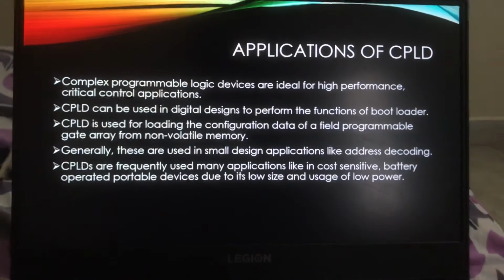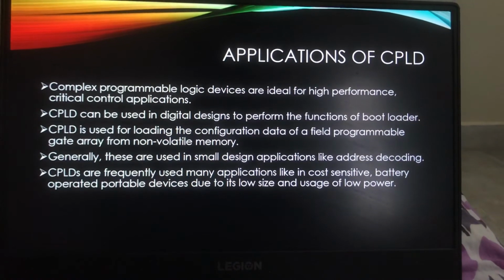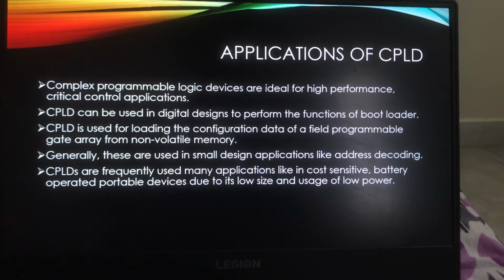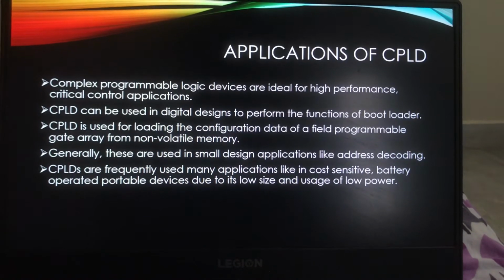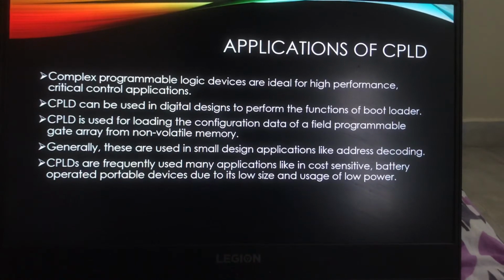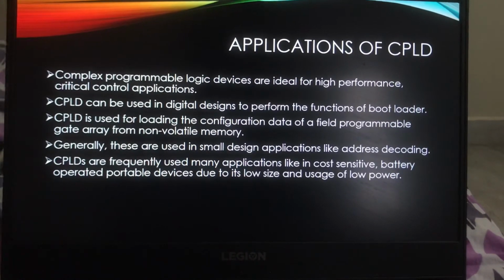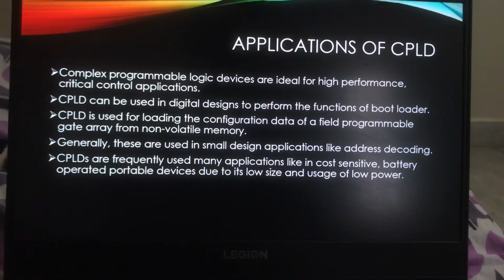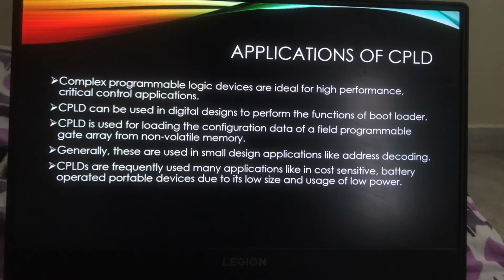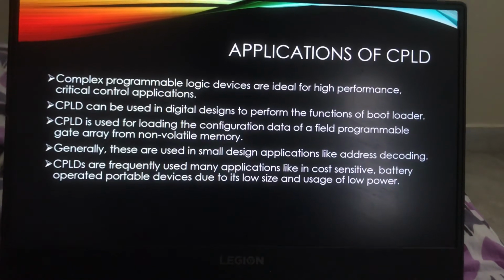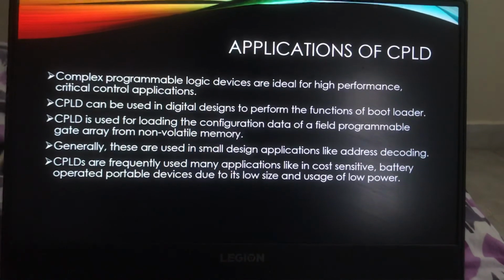Applications of CPLD. Complex programmable logic devices are ideal for high performance critical control applications. CPLD can be used in digital designs to perform the functions of a bootloader. CPLD is used for loading the configuration data of a field programmable gate array from non-volatile memory. Generally, these are used in small design applications like address decoding. CPLDs are frequently used in applications like cost sensitive battery operated portable devices due to their small size and usage of low power.